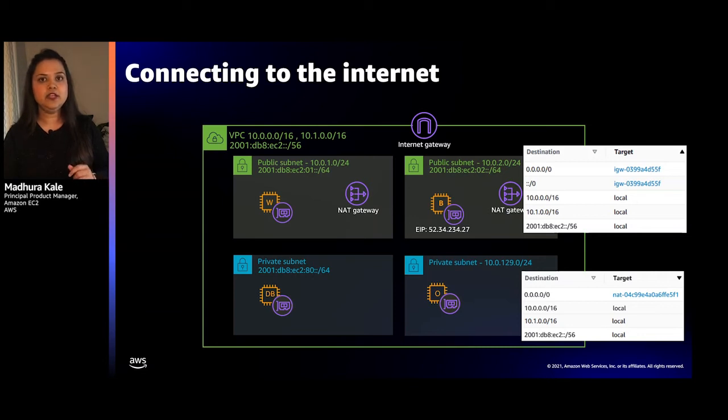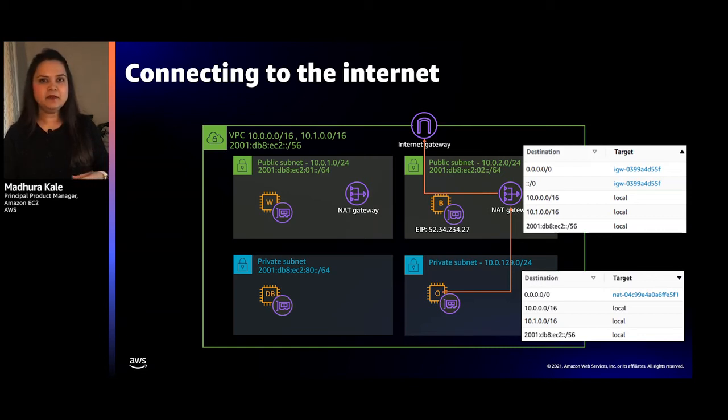And this way, your private instance in a private subnet will first get to the NAT gateway. The NAT will translate to the private IP of the NAT gateway, and then send it over to the internet gateway where it picks up the elastic IP of the NAT gateway and is off to the internet.